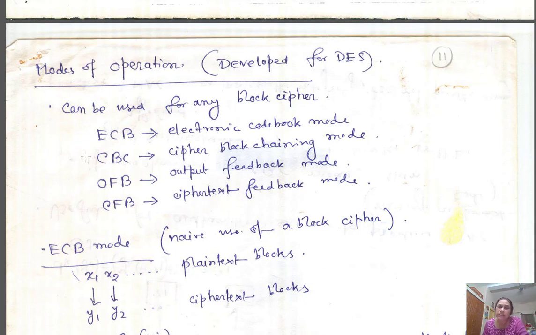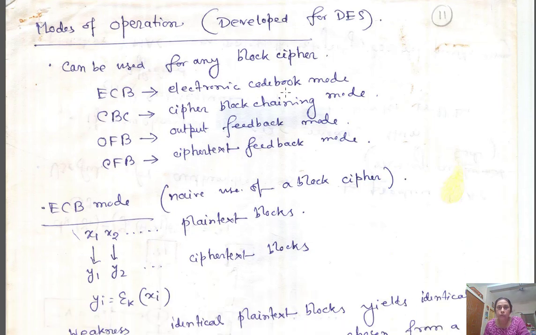These modes differ in the way we generate the ciphertext from the plain text, and how we apply DES or any other block cipher using the key. Each of them has its own advantages and disadvantages. We are going to discuss those. Now, first, ECB mode. ECB mode is electronic codebook mode.